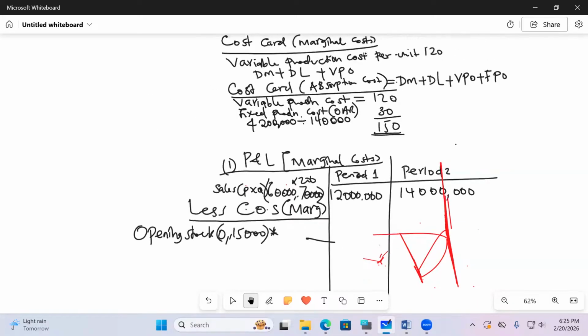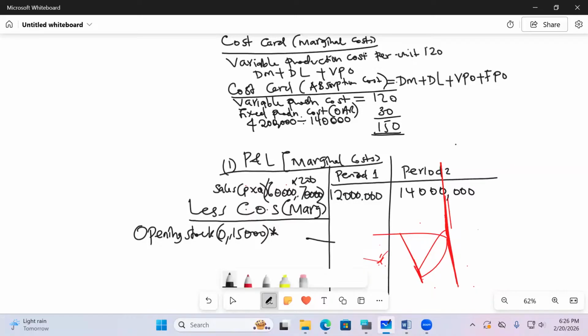If you remember, we had done our cost cards. In the marginal cost card, we had the variable production cost per unit, which is our marginal production cost per unit of 120. And then we have the absorption cost per unit, which is 150. And these are the unit costs which we shall be using to value our inventories.